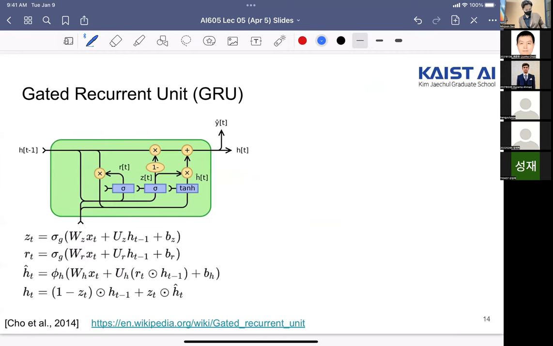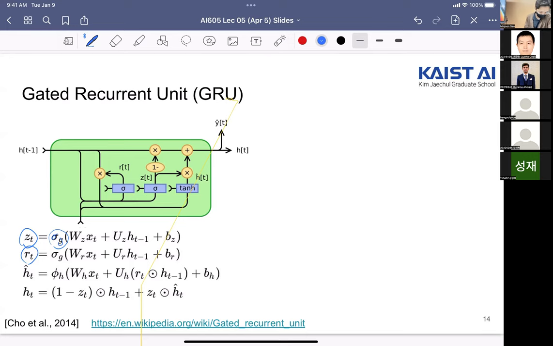And GRU is actually quite similar to LSTM. The only difference is that it's simpler and it uses fewer gates, fewer computations. But just as a recap, especially for LSTM, it's worth going through. What is Z_t? It's basically a gate. It's kind of like the input gate or forget gate that we looked into in the LSTM. That's why it's saying sigmoid. And then R_t is also a gate. So we have two gates. In LSTM, we had three gates, right? Input, forget, and output gates. But in the GRU, we have only two gates, Z and R, but how they are defined is exactly the same.